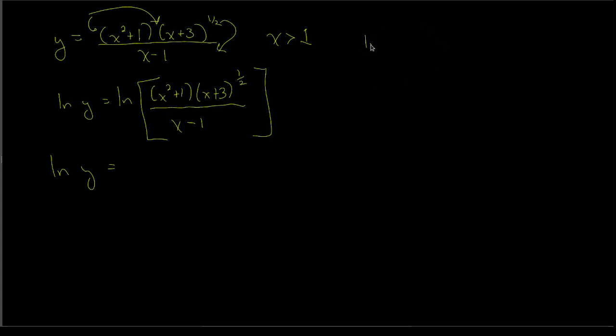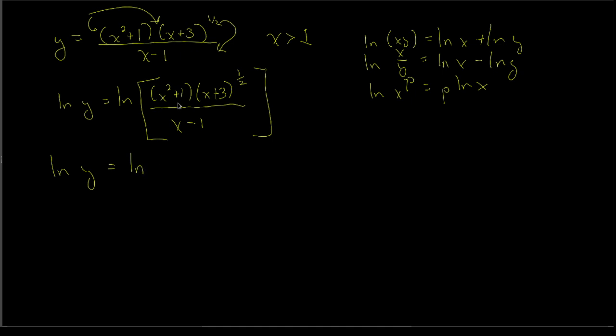So, log x times y is the same as log x plus log y. Log of x divided by y is the same as log x minus log y. Log of x to a power is the same as the power times log of x, and so on and so on and so on. So we're going to split all these apart.